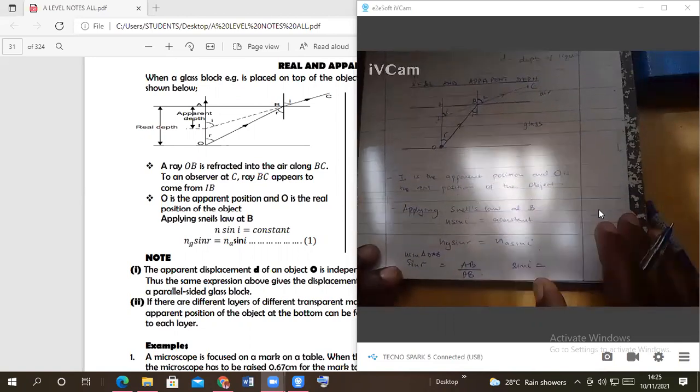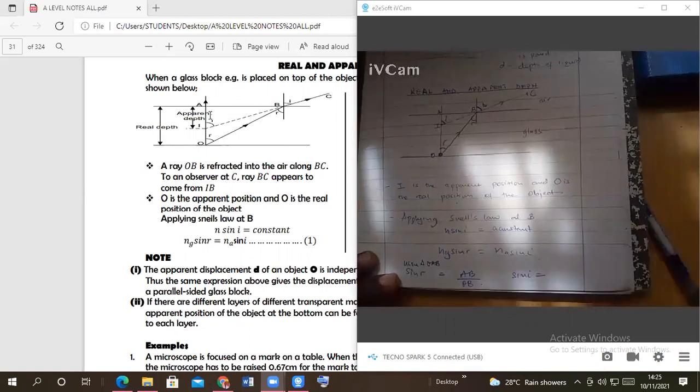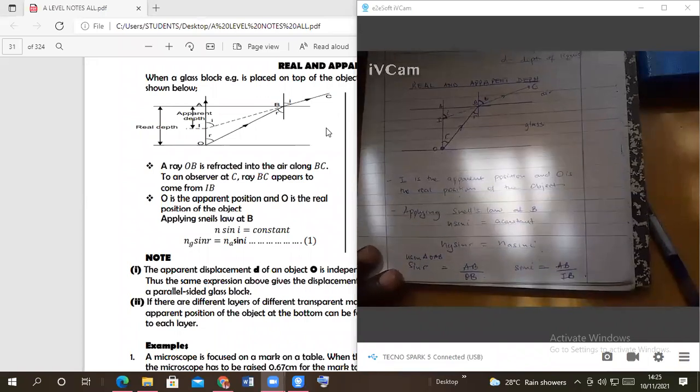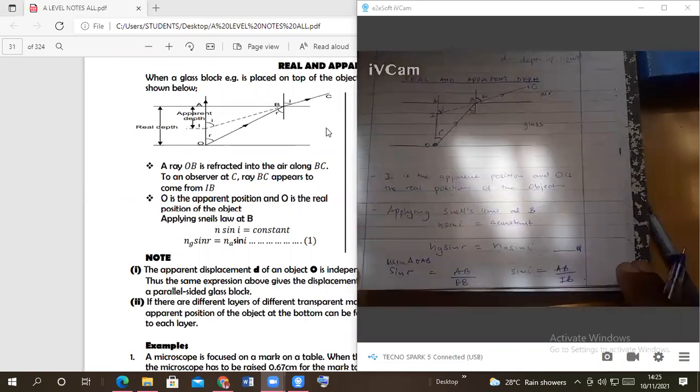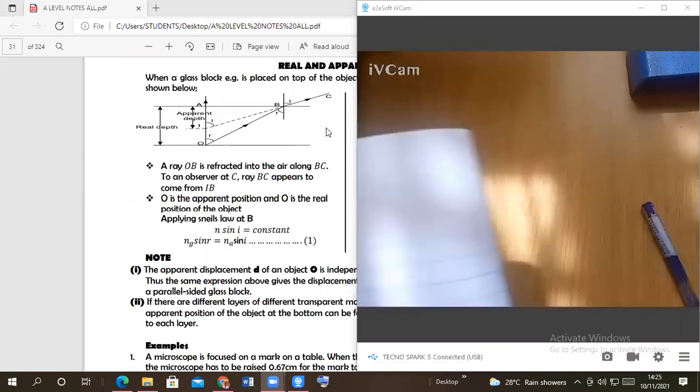when you put in the diagram there, sine I is going to be AB out of IB. So that is sine R and that is sine I. Now we are going to substitute sine R and sine I in this expression of Snell's law, and then we are going to get the value of the refractive index.